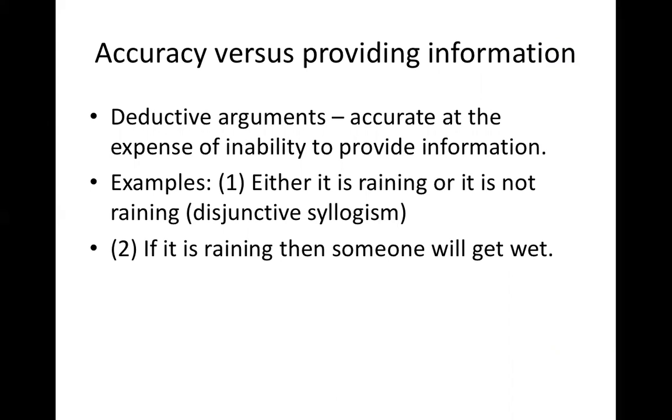Okay. Look at the second statement. If it is raining, then someone will get wet. This is a conditional statement, which of course you are familiar with in deductive reasoning. This statement will always be true. Whether it is raining or it is not raining, the statement will be true. If it is raining, then someone will get wet. If it is not raining, then someone will not get wet, unless he got wet through another means. So this statement is always true. There's no way you can falsify the statement. But does it tell you whether it is actually raining? It doesn't. So it doesn't give you any information that is beneficial to you. So that's why we say that deductive arguments are accurate at the expense of the ability to provide information.